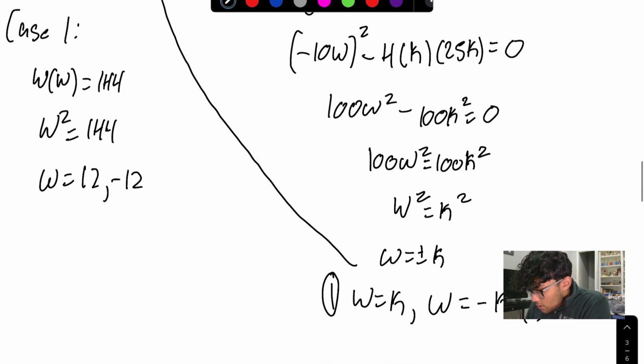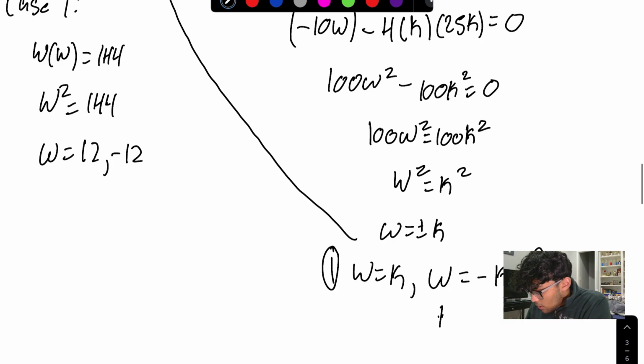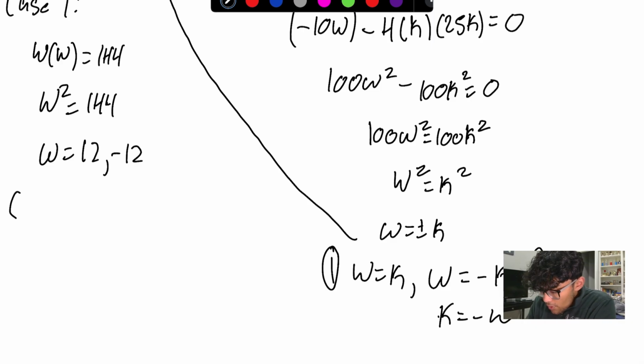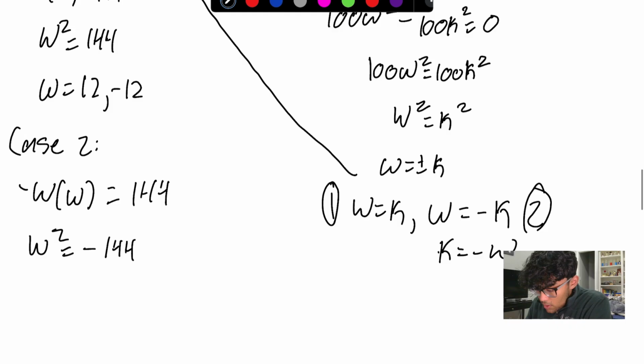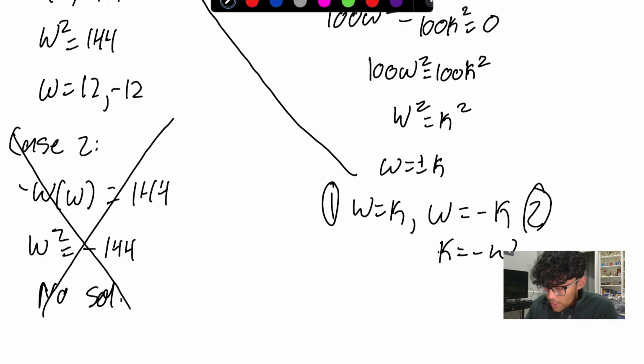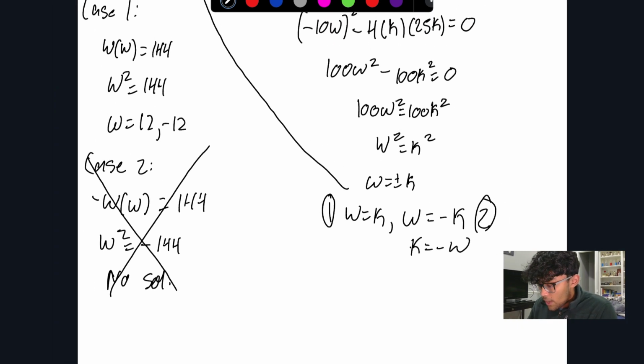Okay, let's try plugging in this other one. We know that k is equal to negative w. So for case 2, let's do negative w times w is equal to 144. Let's divide this negative out. So w squared is equal to negative 144, but this has no solutions, right? You can never square a value and get a negative. It doesn't work like that. So this has no solutions, and we can cross out case 2. We don't care about it because there's nothing we can do with it.